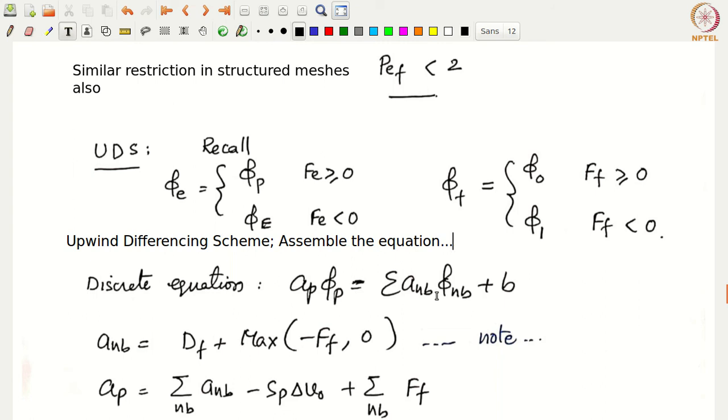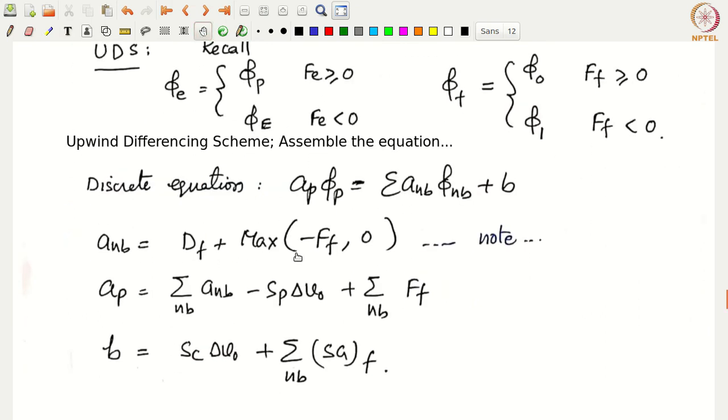Now, what will be the anb and b terms? If you draw a parallel to the structured mesh, anb equals dF, that is dF, plus max of minus Ff comma 0. This will always be max of minus Ff comma 0 for any face that you consider in the cell, or for any cell, because this is always defined with the direction. So this will always have plus max of minus Ff comma 0. You need to verify this by comparison to the structured mesh case.